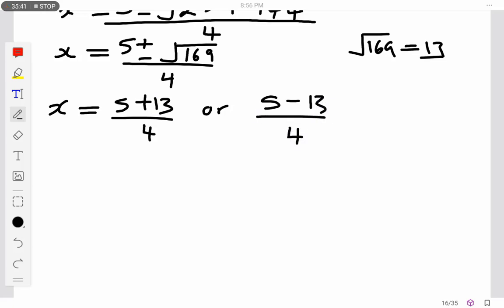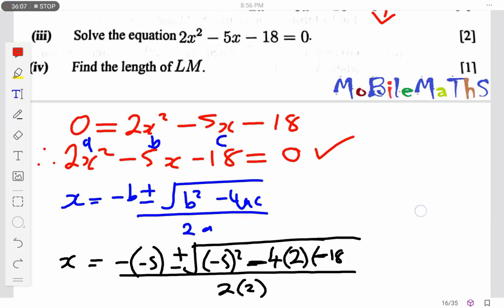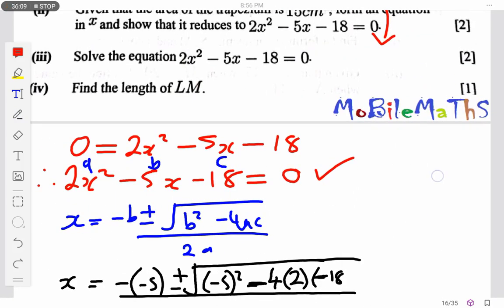So our x is equal to, for the first part, 13 plus 5, which gives me 18. 18 divided by 4 is 4.5 centimeters. Or 5 minus 13, I get minus 8, and minus 8 over 4 gives me minus 2. So these are the two values of our x. So we are done solving this part.